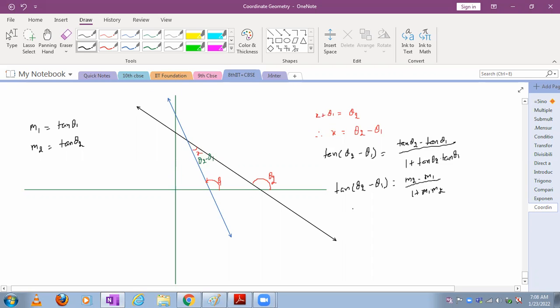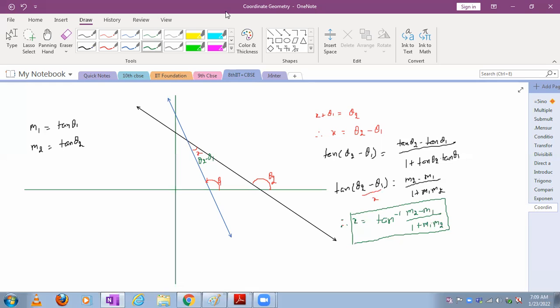Okay? So the angle between the two lines, if I take this as x, generally we took this as x only. So x is equal to, therefore, the angle between the two lines, x is equal to tan inverse of m2 minus m1 by 1 plus m1 m2. That is the angle between the two lines. Got it? Okay?